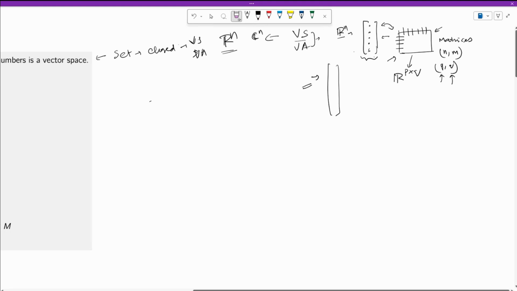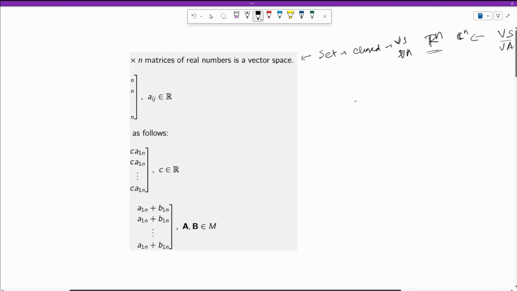Now, what we want to know is whether this R^(P×Q) is a vector space. To verify this, we need to first define two operations, right? What are the corresponding scaling and addition operations? For Rn, we know what the definitions are. We've defined how to do vector scaling and vector addition. We'll do a similar definition for matrices as well.